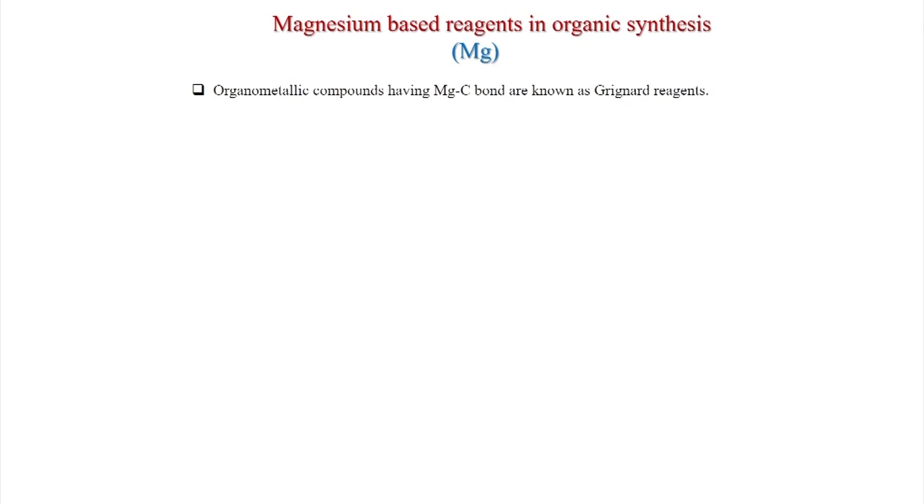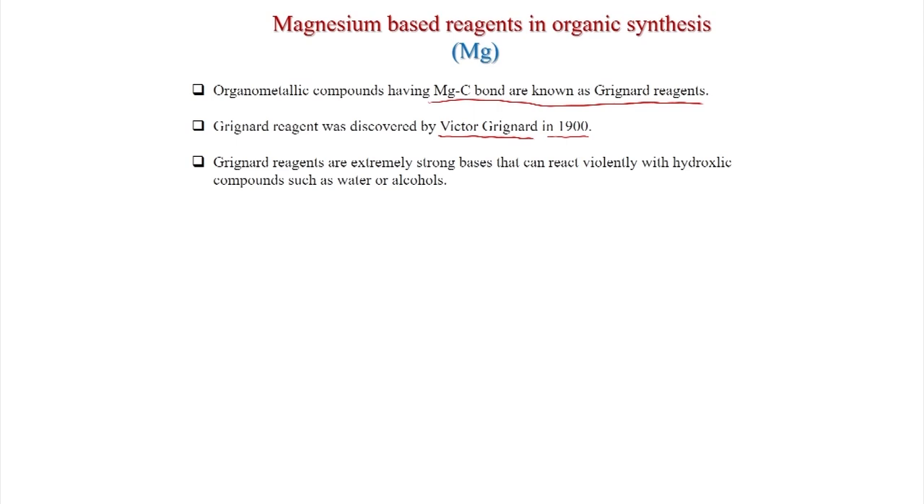Welcome again. Today we will discuss magnesium and sodium based reagents. So, magnesium based reagents in organic synthesis: organometallic compounds having a magnesium-carbon bond are known as Grignard reagents. These are very well known reagents. The Grignard reagent was first discovered by Victor Grignard, that's why it is called the Grignard reagent, and it was discovered in 1900. Grignard reagents are extremely strong bases that can react violently with hydroxylic compounds such as water or alcohol.